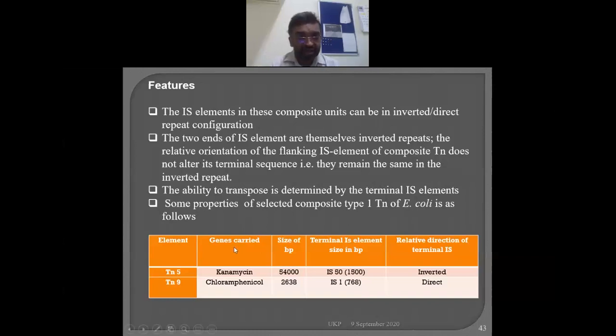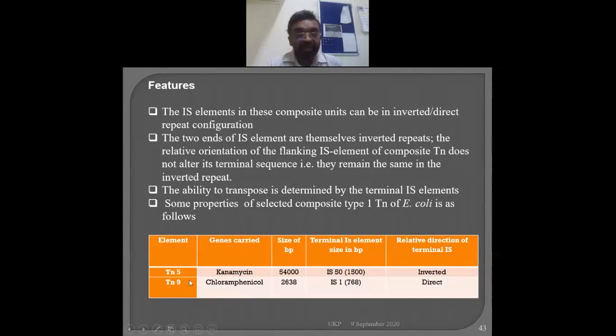Then, just to get details of this type of transposable element, two examples are there. For example, in the case of Tn5, Tn5 possesses the antibiotic resistance gene for kanamycin, while the total base pairs associated with this Tn5 is 5,400, meaning it is longer as compared to the IS element, because IS element plus antibiotic resistance gene is there. The terminal IS element present here is IS50, and the terminal repeat is inverted.